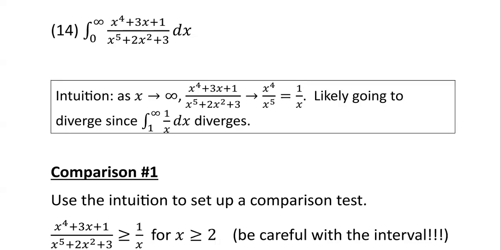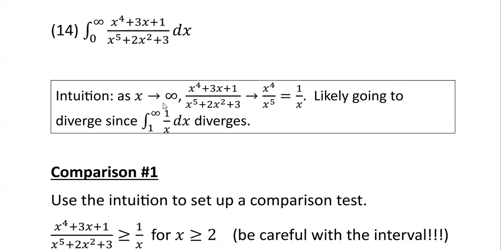Number 14, the integral from 0 to infinity, x to the fourth plus 3x plus 1 over x to the fifth plus 2x squared plus 3 dx. This is very similar to number 13, but it's a little trickier. So let's go over the intuition first, and I'll explain why it's a little trickier.